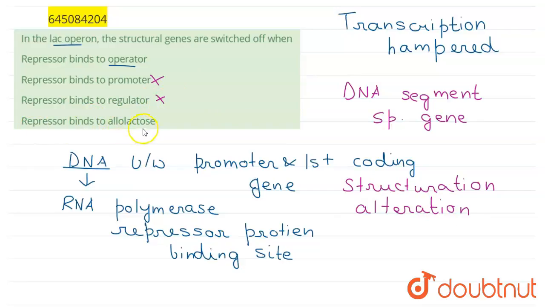And lastly, when repressor binds to allolactose, this allolactose is an inducer, so it helps to induce the transcription process, and thus it is an inducer in the lac operon. It induces the lac operon, helps the lac operon to function and promotes transcription. So these are the wrong options here. Promoter and allolactose promote transcription, and in the case of the regulator, the structural gene is altered, but the structural gene is only switched off when the repressor binds to the operator site. So this is the right option for our question.